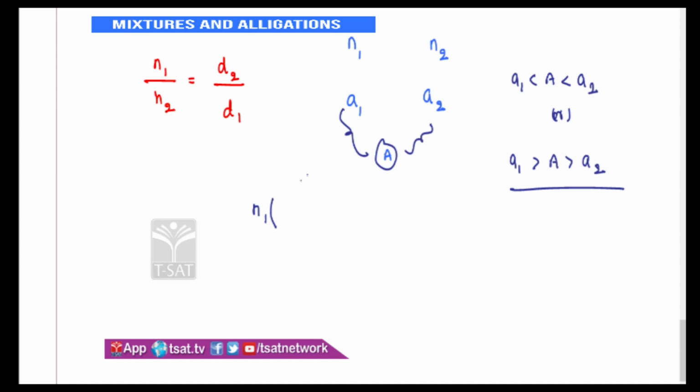So when I say N1 into difference 1, this difference 1 and difference 2 should be positive differences you have to take. So this is N1 into D1 is equal to N2 into D2. You must take the positive differences.